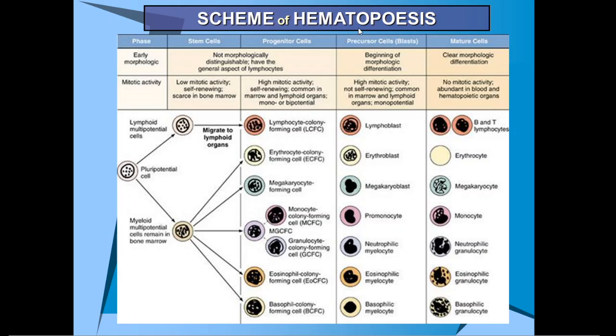So, to sum up, we have blasts, precursor cells. And these precursor cells are source of acute leukemia, lymphoblasts, and mature cells. So these cells are source for chronic leukemia, lymphocytes. So blasts are acute, cytes are chronic.